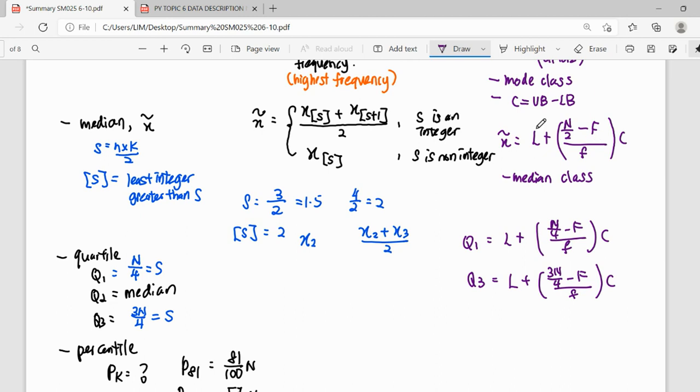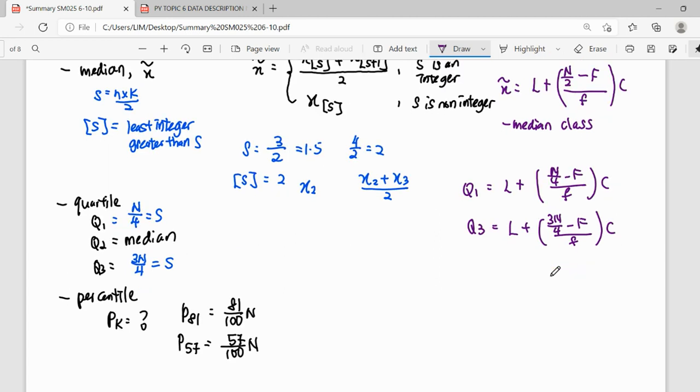When you want to find median, you find the median class at n over 2. You want to find the first quartile, you're going to find n over 4, find its class first, then use the class and calculate, put in this information. If you want to find the third quartile, then you use 3n over 4, find that quartile class first.